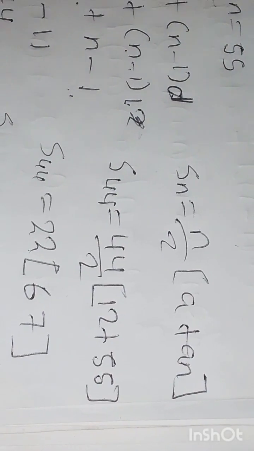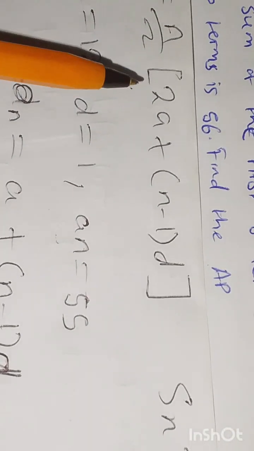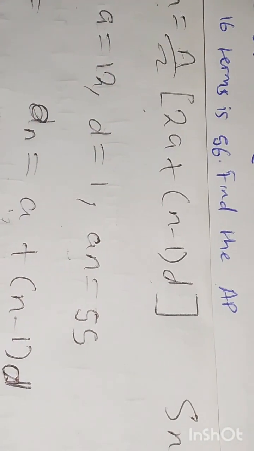As simple as that. So you all now know how to use these two formulas. For this one, you use it if the last term is known. Then this one, you use if the last term is not known but the nth term is known.